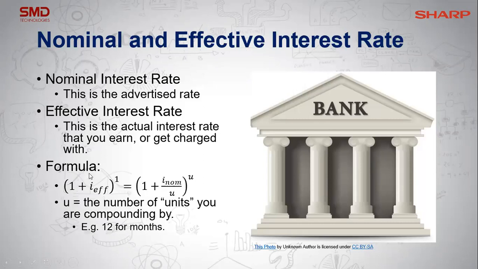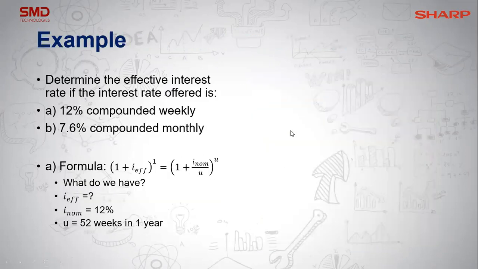Okay, so your effective interest rate is the interest rate that you're actually earning over 1 year, whereas your nominal rate is the rate that you're getting per unit that you are compounding. So the months or the years, or the days, whatever you're using, and then it's to the power of your n. Okay, so determine the effective interest rate if the interest rate offered is 12% compounded weekly.